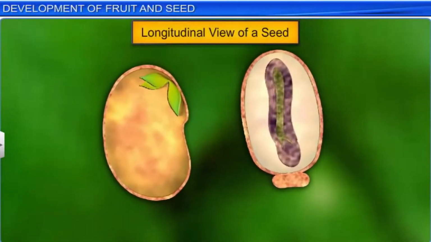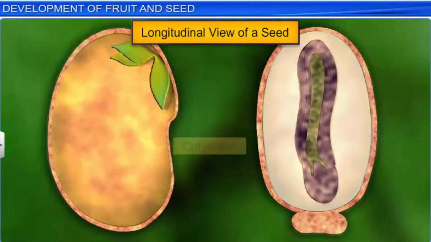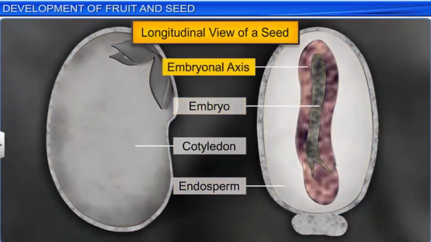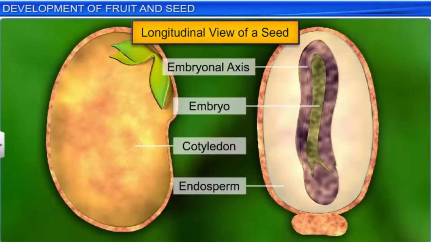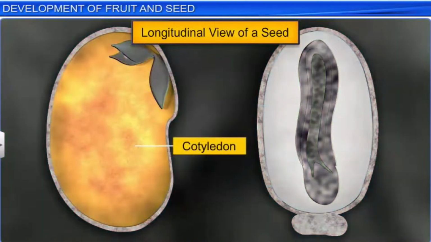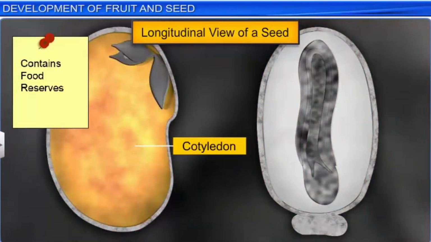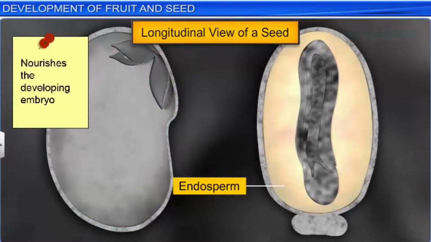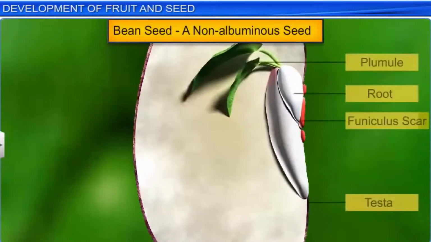Inside the seed coat lie one or more cotyledons as well as the endosperm, embryo, and embryonal axis. The cotyledons, which are often fleshy and swollen, contain abundant food reserves. Endosperm, on the other hand, is a nutritive tissue nourishing the developing embryo. Interestingly, in certain plants such as bean and pea, the developing embryo completely consumes the endosperm.